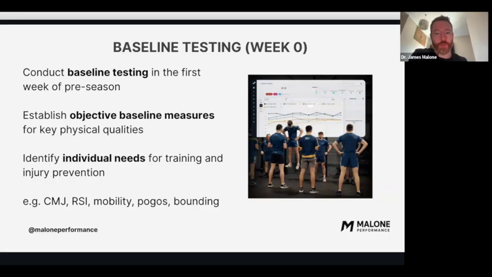Mobility, we've already mentioned, but then even things like pogos, which are really common now within plyometric type work, or even some horizontal bounds as well. So these things which aren't strictly or traditionally a test that we'd use, but if they're exercises that you're administering on a weekly basis, it makes sense to track what those exercises are doing as well.